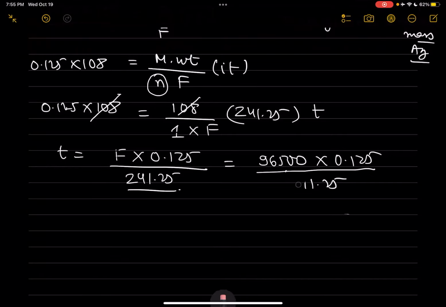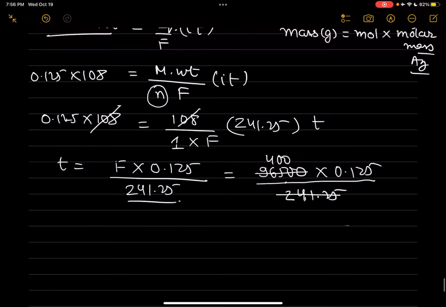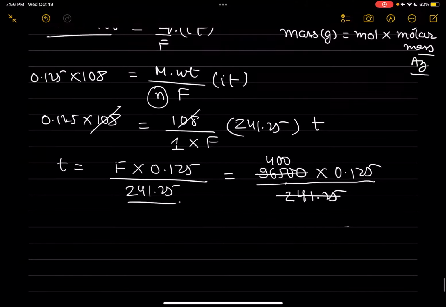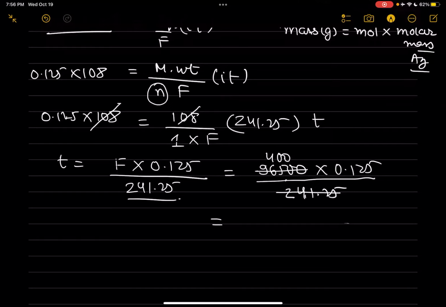Clear? 241.25 is 1/4 of 965. So you can cancel it out. 96500 is just 4 times of that, so it is 400. Is it clear? Yes, sir. Clear. Okay, so that is 400 into 0.125. And what's going to be the answer? 400 into 0.125.